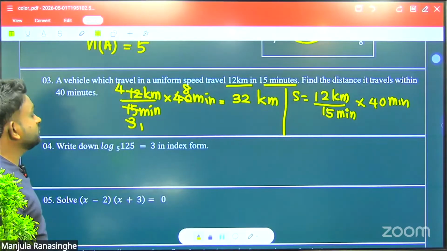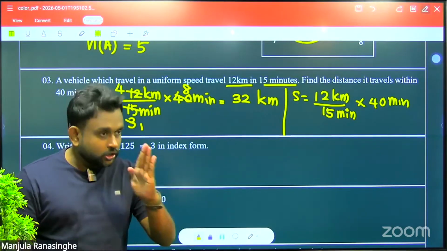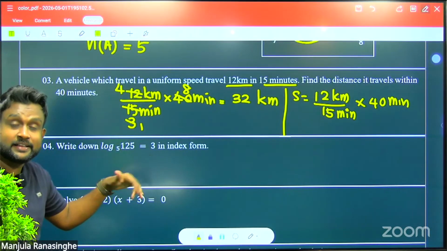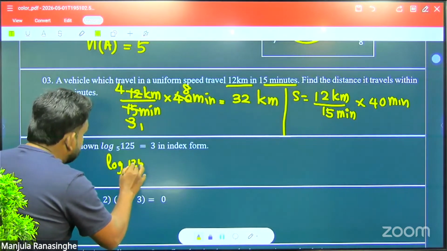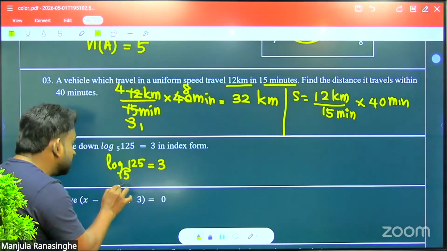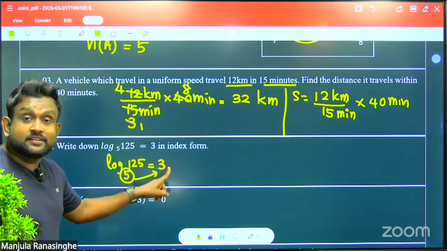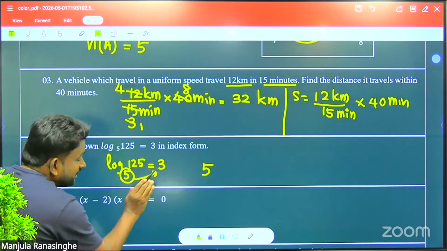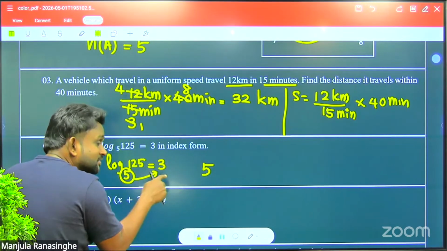Right, write down the logarithm in index notation. I mentioned under the ELC content, it says log to index or index to log conversion. So here log values, they are asking for the index notation. How to take that one? Logarithm of 125 to the base 5 equals 3. Now you know this is the base of the logarithm. So this base is shifted to the right side as the base of the index.